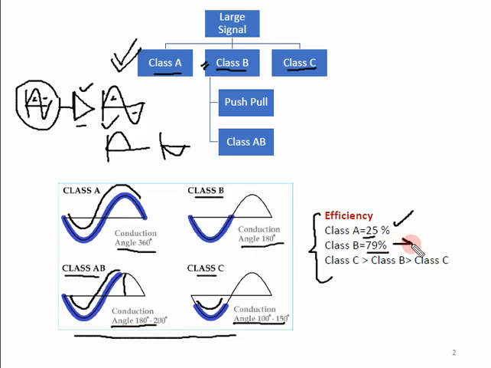Now for the class C amplifier, the conduction is less than 180 degrees, so its efficiency is better than class B. We can prove this later on.